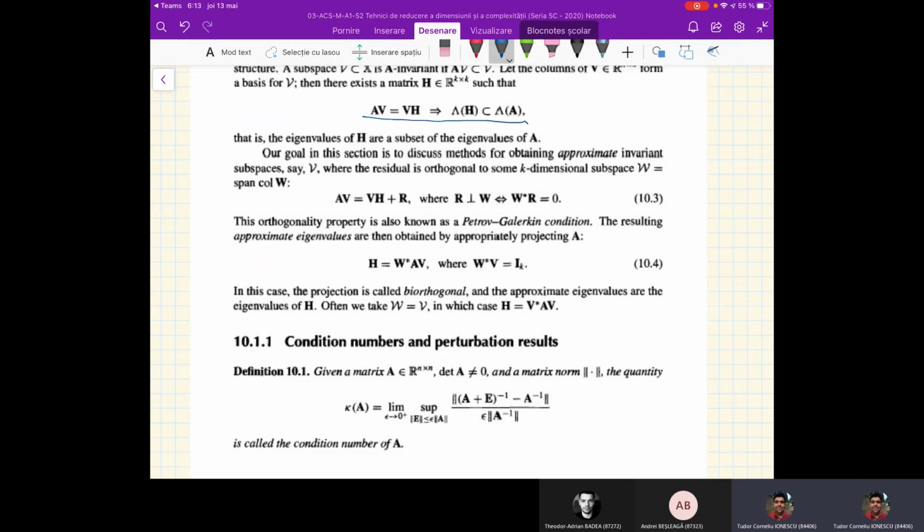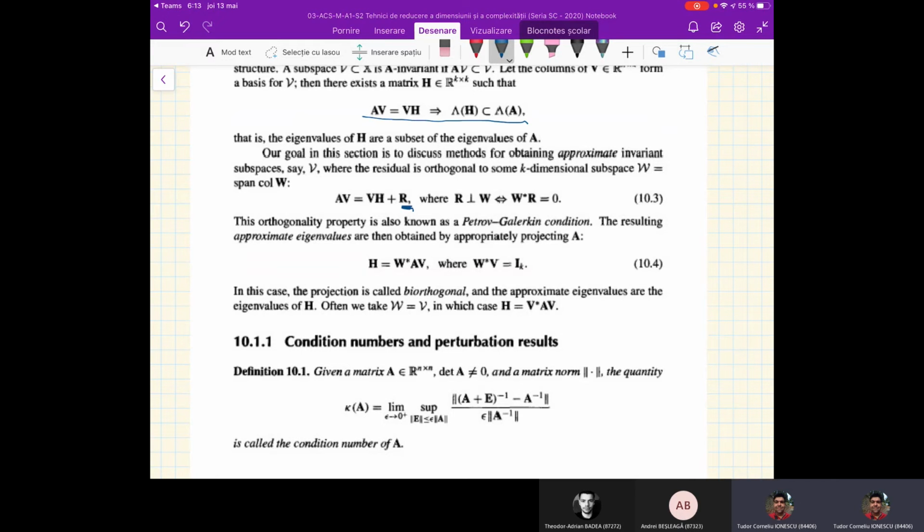So the goal in this section is to discuss methods for obtaining approximate invariant subspaces, say V calligraphic, where the residual R is orthogonal to some k-dimensional subspace W, which is spanned by the columns of W. You see R is orthogonal to W. That means that W transpose R is 0. And AV is VH plus an update R. This looks, again, like the Krylov iteration. The orthogonality property is also known as the Petrov-Galerkin condition.